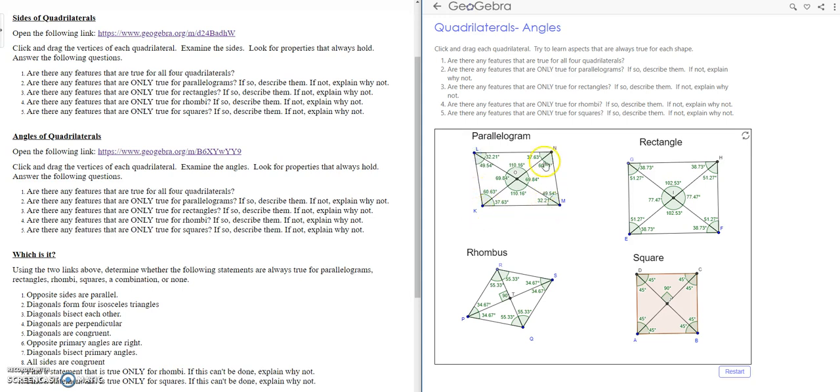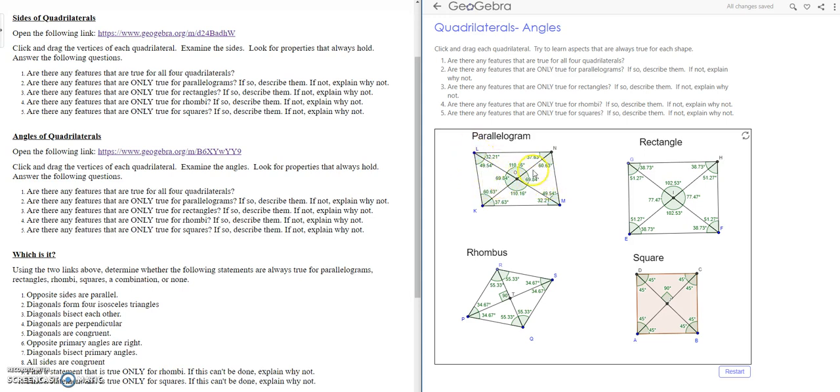We know that if we add up the four angles of a quadrilateral, they add up to 360 degrees, so that'll be true for all four quadrilaterals. If you look at the angle measures for the parallelogram, what we see is that with the parallel lines you have these alternate interior angles that are congruent. We can see that we have two sets of congruent triangles.